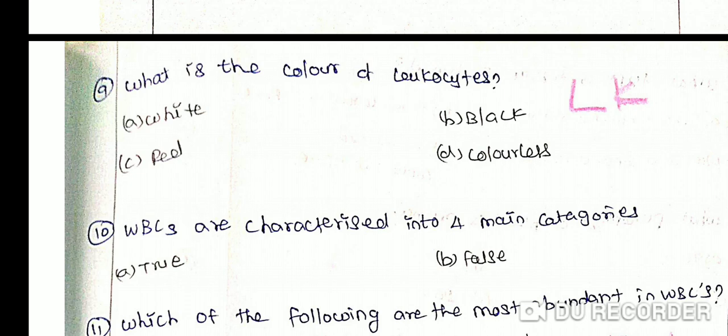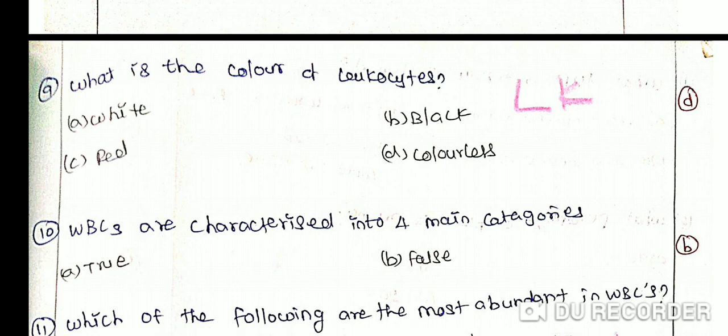What is the color of leukocytes? Option A white, option B black, option C red, option D colorless. The correct answer is option D colorless. Leukocytes are known as white blood cells, but they are colorless in nature as they lack haemoglobin. They are nucleated and relatively lesser in number as compared to RBCs.